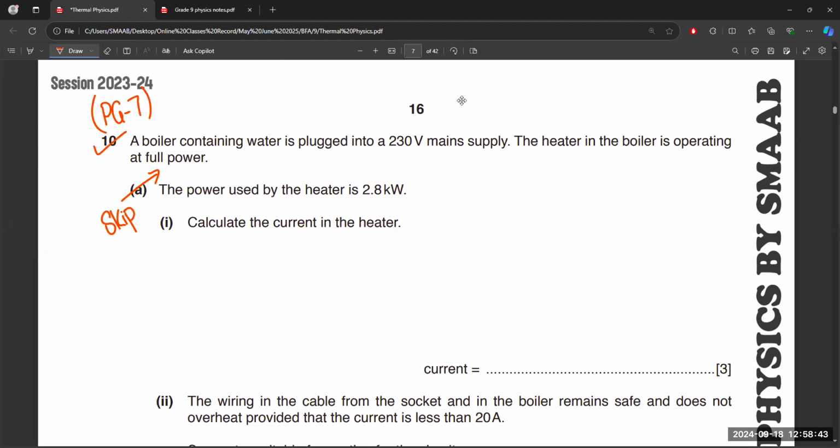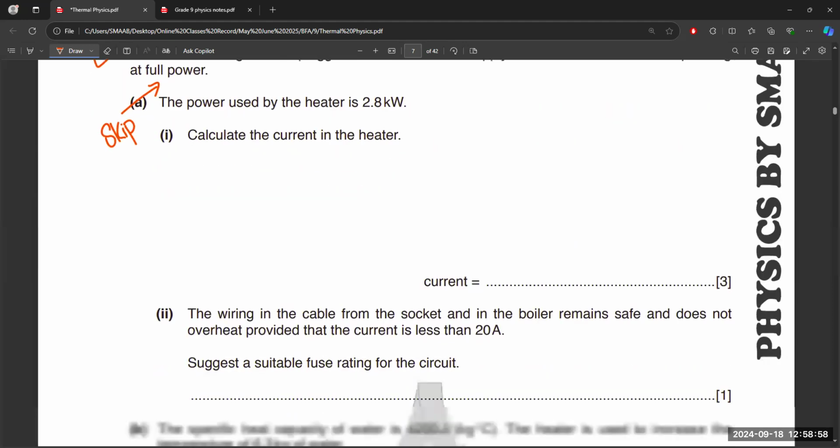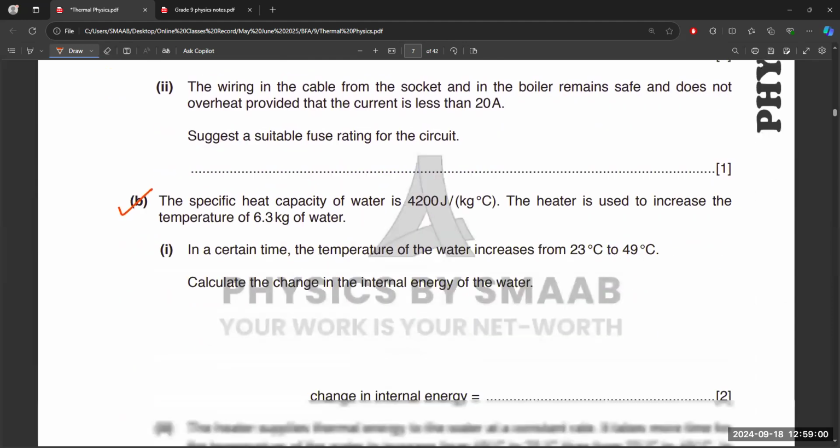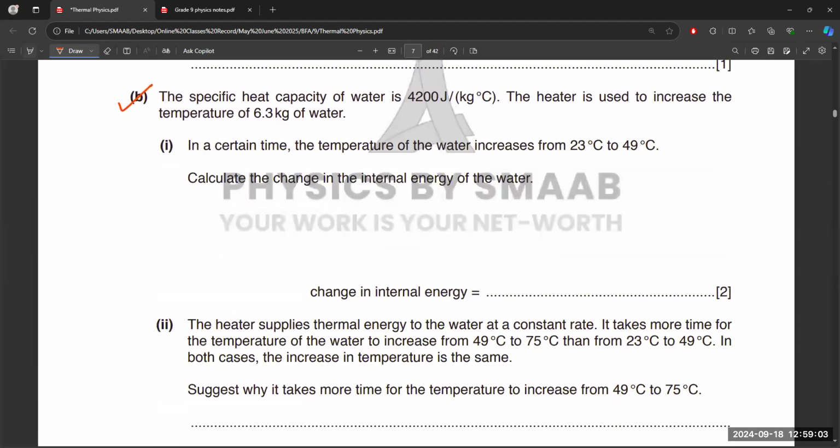Okay, sir. So we are not taking part A of this question because that is related to electricity. In the starting part of the question, you can see it is mentioned water is plugged into a 230-volt main supply. So that is completely related to electricity. But from B part, we can relate with our topic.